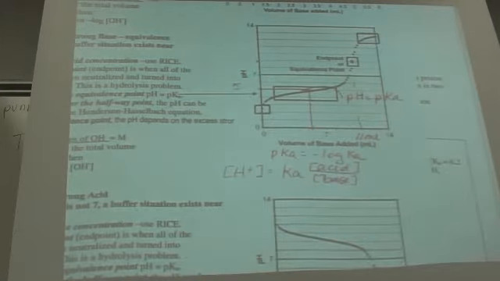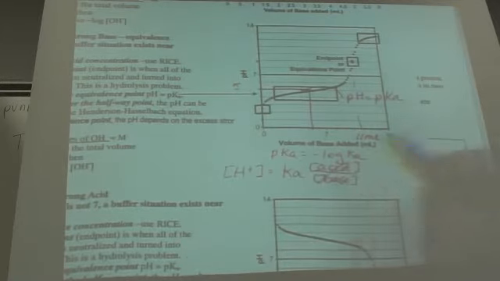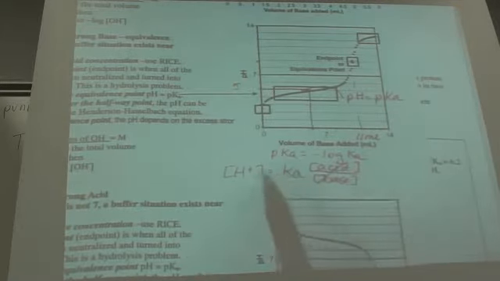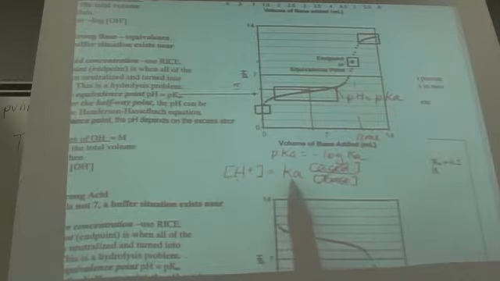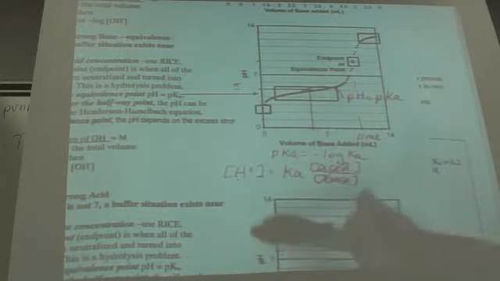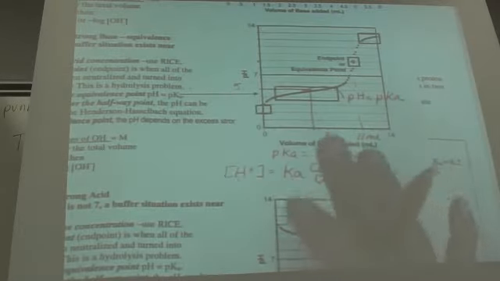Halfway to the equivalence point, we have neutralized half the acid, forming half the conjugate base, yes? These two things would equal 1, and the hydrogen ion concentration is equal to the Ka, or the pKa is equal to the negative log of the Ka. Get how that works?